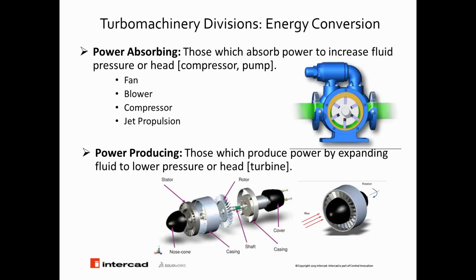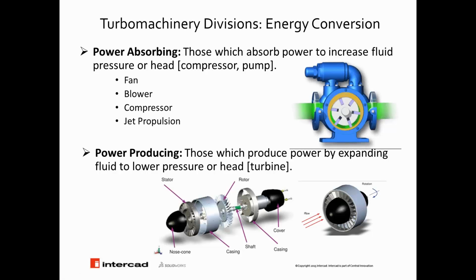The other type is power producing. You have an energetic fluid coming to your device such as a turbine, and there are different sections in this device which extract the energy and make it work out.